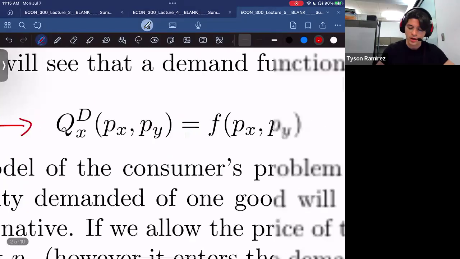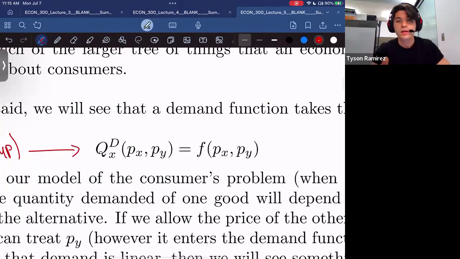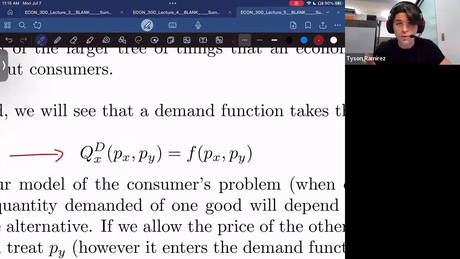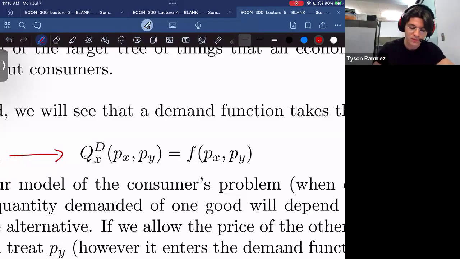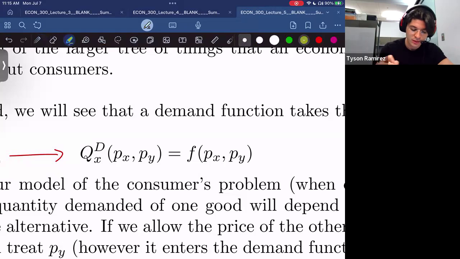From our two good utility maximization problem, from our two good constrained consumer's choice problem, we get something like this. We get a demand function for the good X or good Y, doesn't matter. But we get a demand function, which will be a function of the prices of two goods. All right. And I'm leaving this general on purpose. So the demand function is a function of both the price of the good itself and the price of the alternative good.